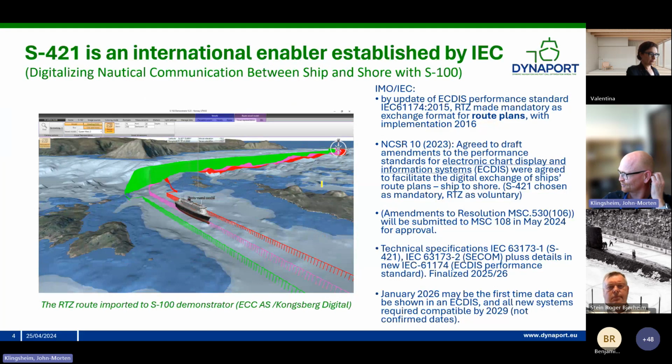A bit more text. The background for the route plan, for those interested in semantics, is that route plan is the terminology. It was established in 2015 already with the RTZ format, which is in a way the first baby, and S421 is the next. That was established in 2015 and implemented in 2016, so that it should be possible to exchange routes between ships, between the ECDIS.